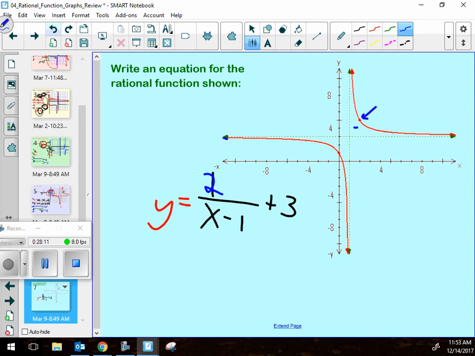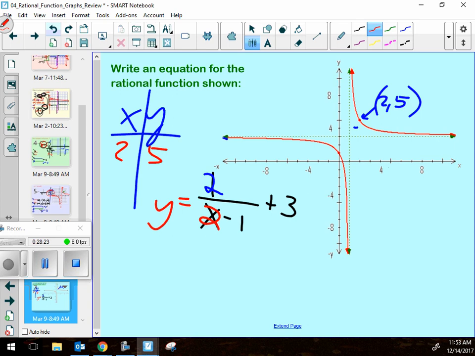Its point right there was 2 comma 5. If 2 comma 5 works on my XY chart, then I'm right. 2, 5. Does it actually work? Yes, it does. So now I know it's right. Okay, a lot of you guys caught this stretch factor of 2 right there.